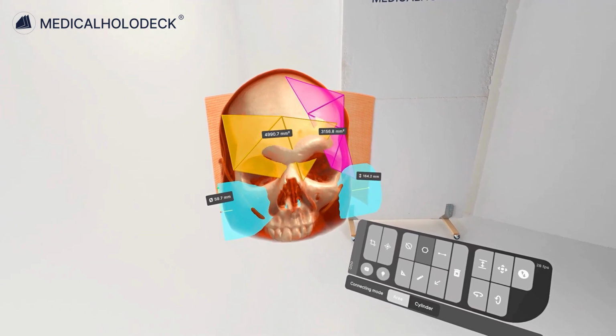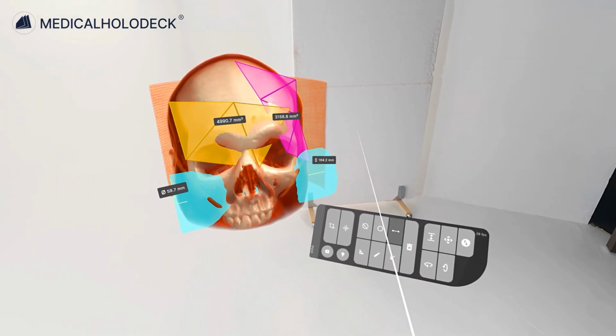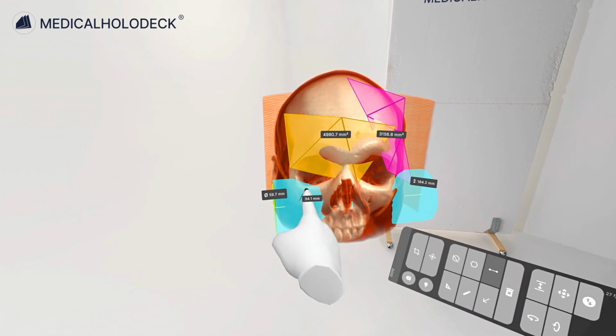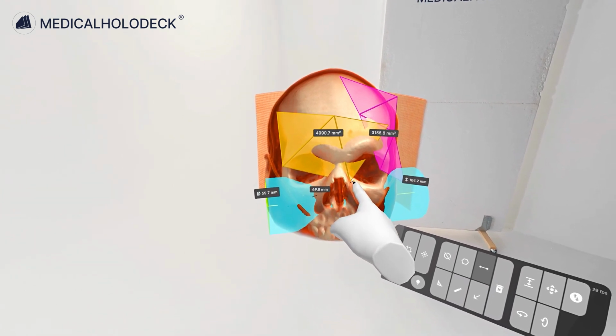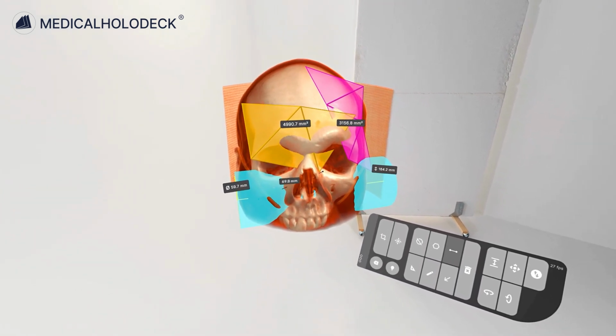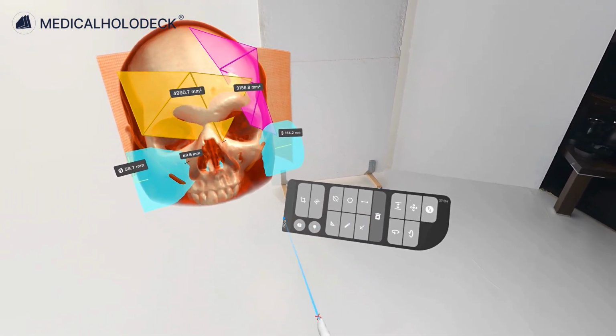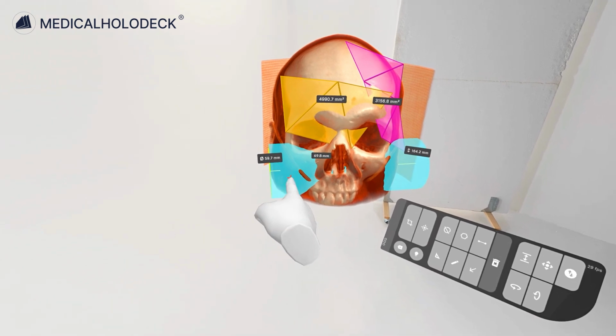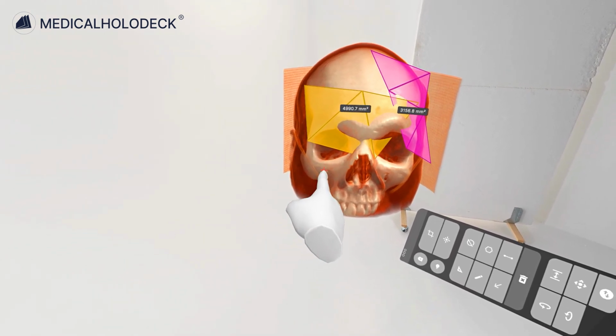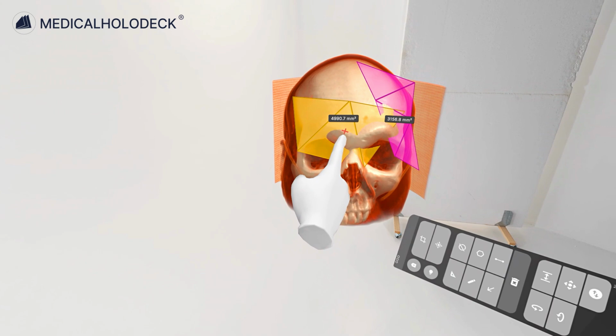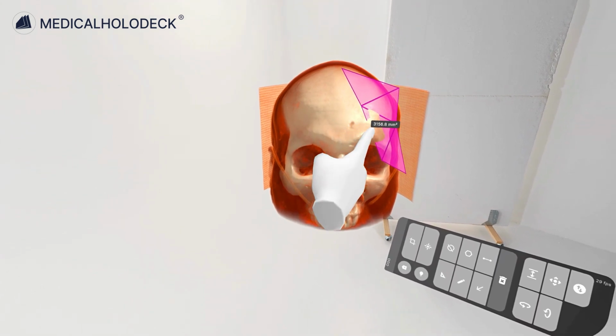To measure linear distance, select the distance measuring tool. Set the start and end points with the trigger. Select the delete tool to remove objects such as measurements, shapes, or drawings from the workspace. A red X will appear at the controller's tip. Aim at the object and press the trigger to delete it.